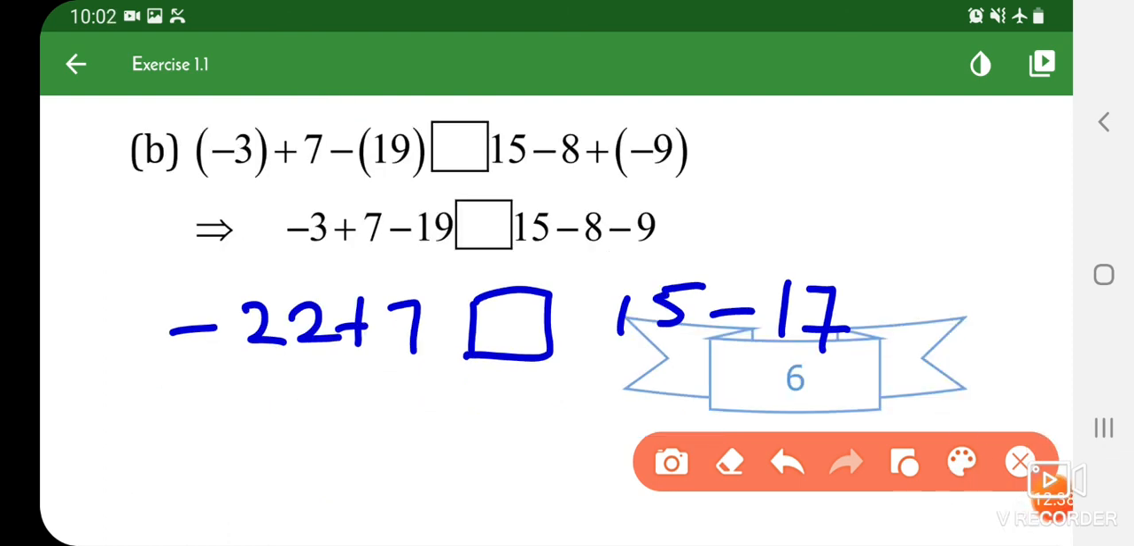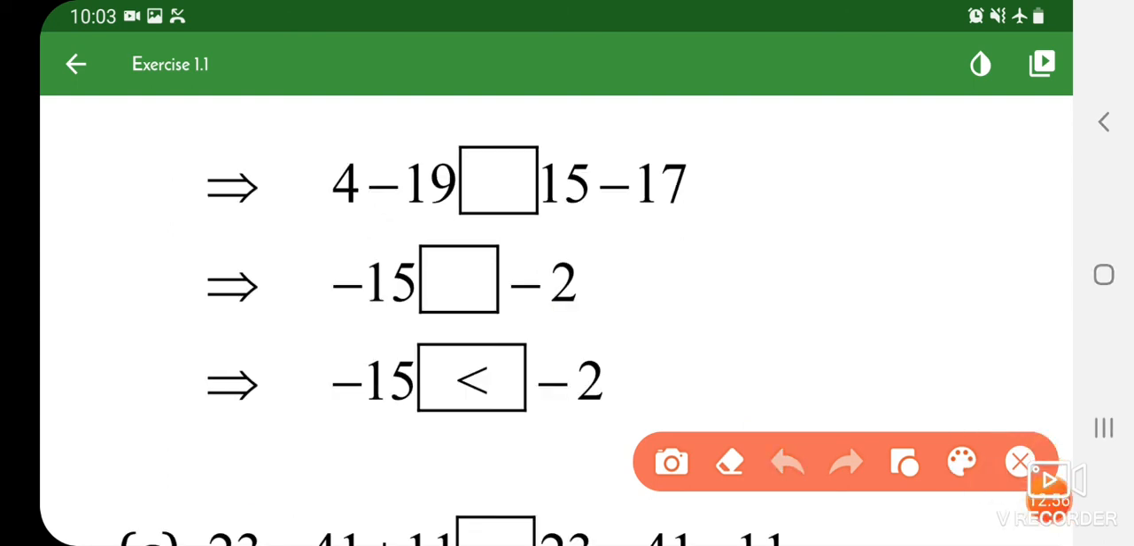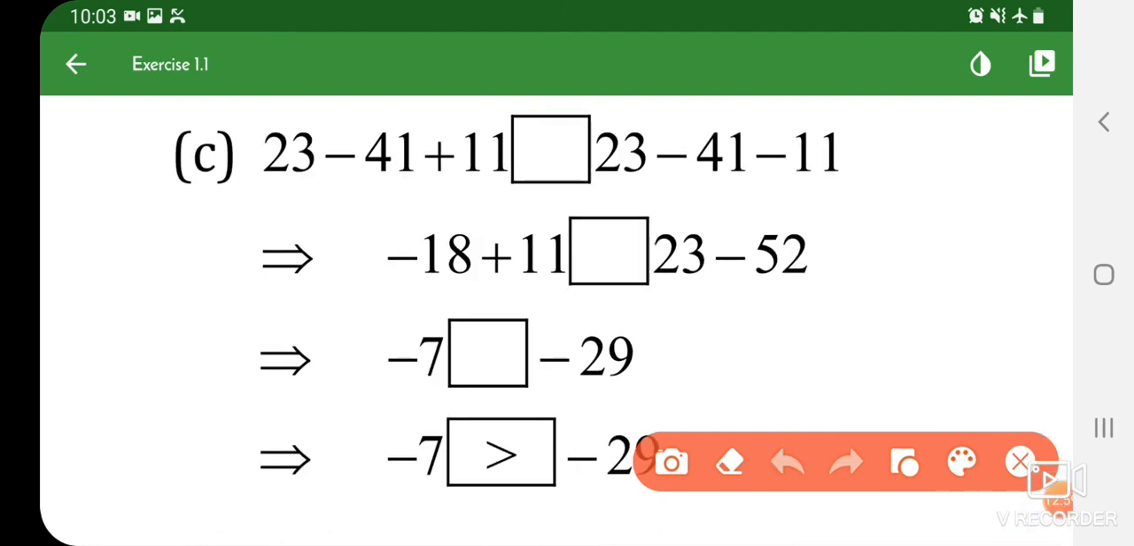Okay, sorry, 19 and minus 3 is 22, or 7, and 15 minus 17. Okay, so minus 12 plus 7 is minus 15, and this one is minus 2. So this is the greater. Here are minus 15 and minus 2. Okay, you can see the answer here. Now the next question, same as it is, you have to solve it. Okay, and after that minus 7 and minus 21. So minus 7 is greater than minus 29. You have to do this in your homework.